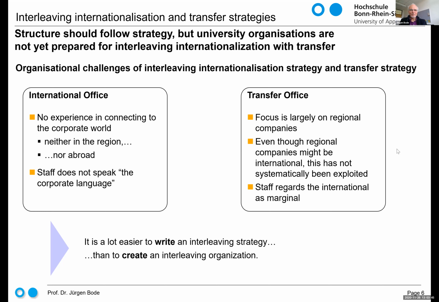Not yet, not yet. This would be one of the first steps in implementing the new strategy. We want to set up something like, we call it a core team, something like a board whose task is to implement the new internationalization strategy. And in this board, and that is the new thing, the transfer office will also be represented, and not only the international office. So that the transfer office feels that they also have a responsibility in implementing the internationalization strategy. I think that is a splendid thing.